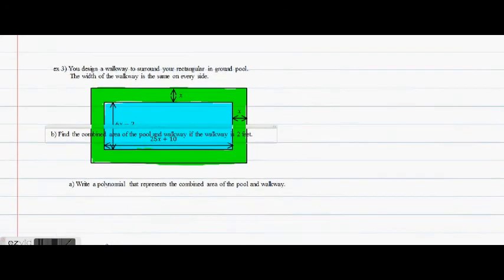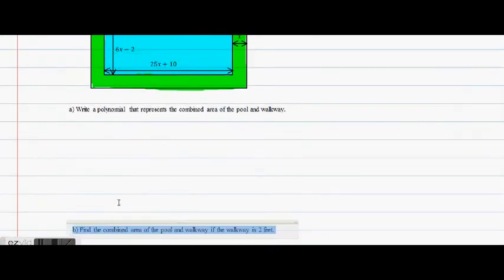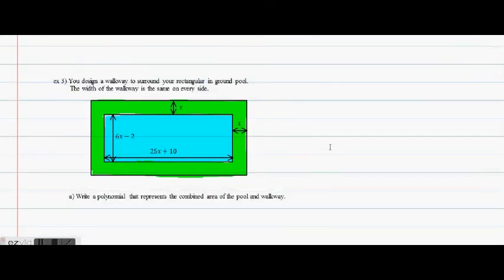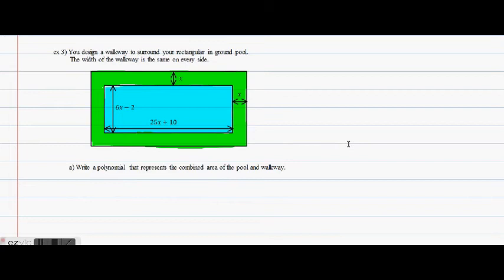Alright. Uh-oh. Sorry about this, guys. Let me get that out of the way. Alright. So here's example 3. A word problem. I want you guys doing more word problems.